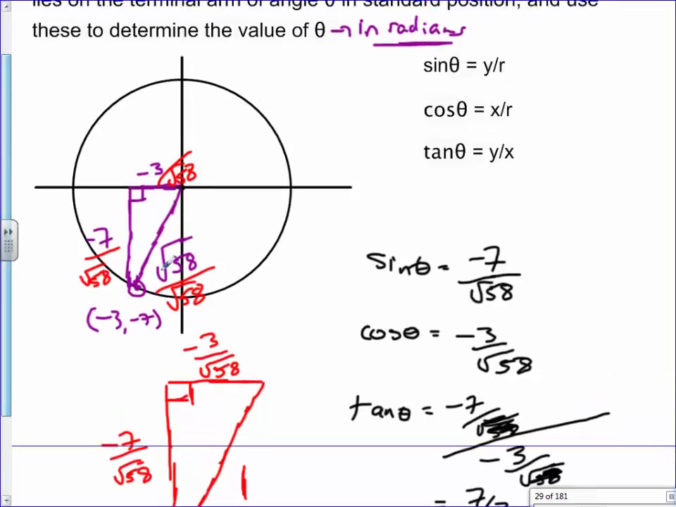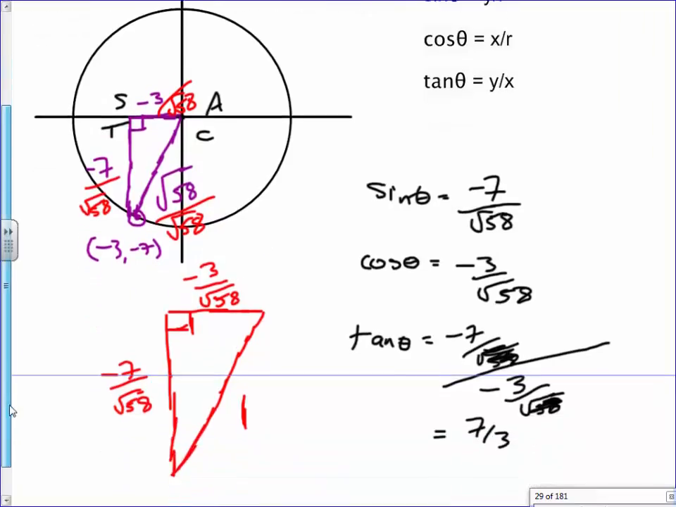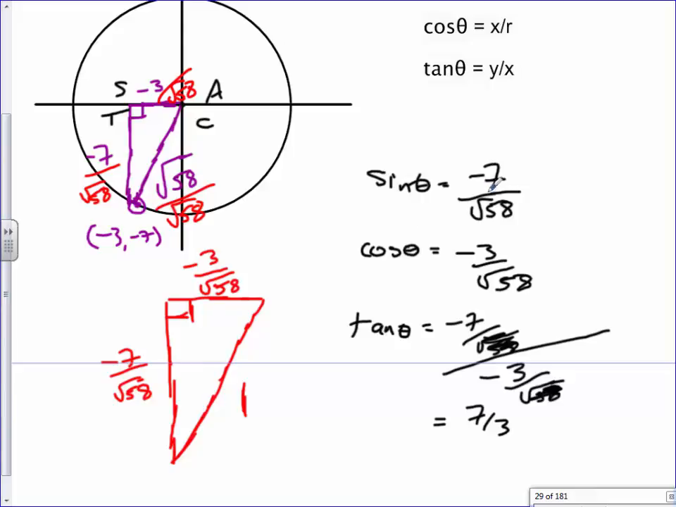Which quadrant are we in? Well, the third is supposed to be the letter T. Is tan the only thing positive in that quadrant? Yeah. This one was negative, this one was negative. This one had a negative over a negative, but a negative over a negative makes it positive.